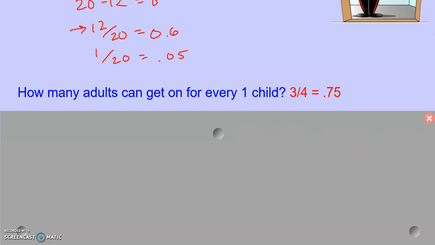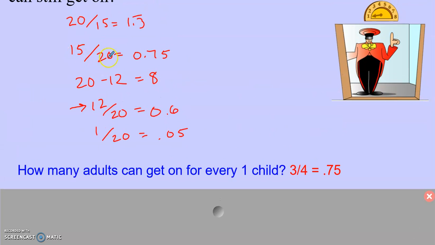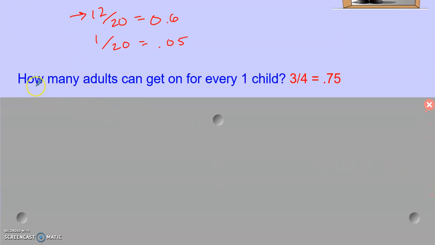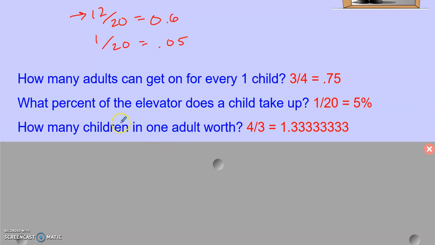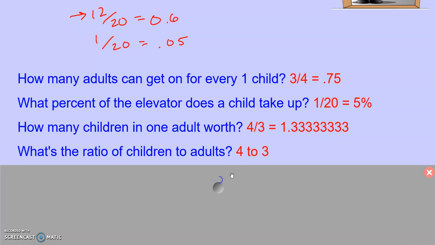For example, if I'm going to do 15 divided by 20, which simplifies to 3 over 4, what I'm actually doing is answering the question, how many adults can get on for every one child? Or if I'm doing 1 out of 20, I'm asking the question, what percent of the elevator does a child take up? And that would be 5%. How many children is one adult worth? A student wrote that question last year. And that's 4 divided by 3 or 1.3 repeating.